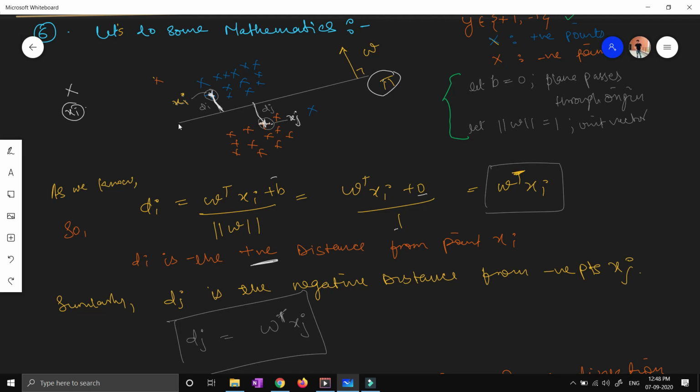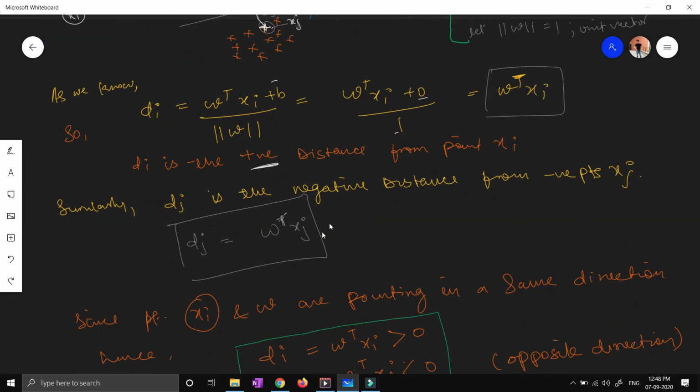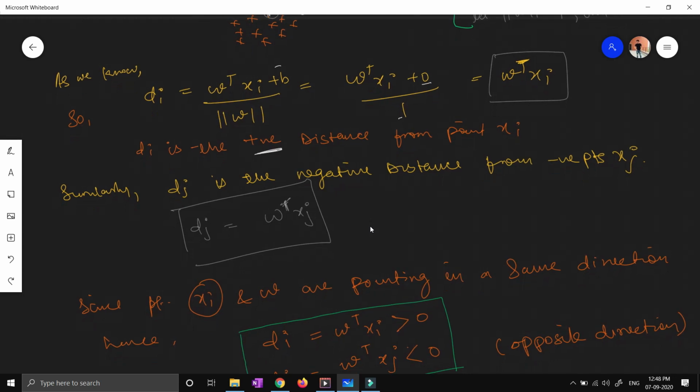Now I have randomly created this particular plane pi, whose w is the normal to the plane, and I am calculating the distance of this particular point xi from the plane and the distance of this particular point xj from the plane, which are di and dj. The final value is w transpose xi for di, and for dj it's w transpose xj. That's it. Simple, fair enough.